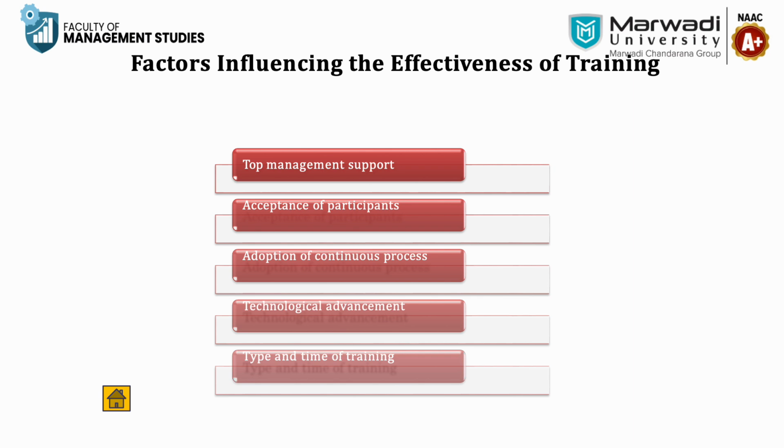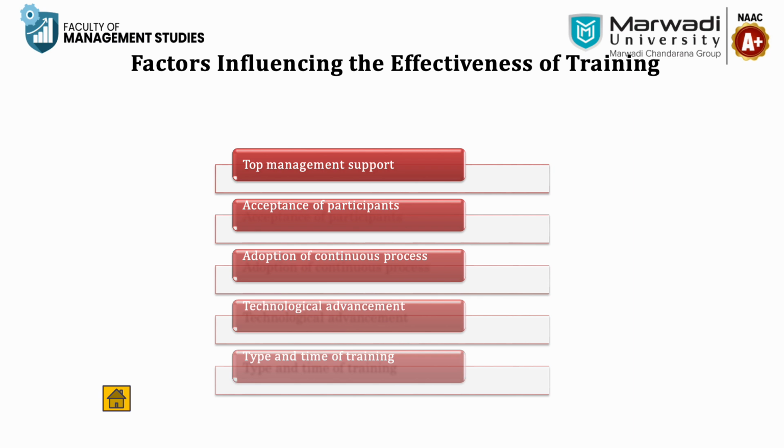If you are not adopting it as a continuous process, if the organization is not serious, if management is not serious, and if they don't have proper department or dedicated people to organize training on regular basis, then it is not going to be successful. After that, another factor which influences the effectiveness of training is technological advancement.